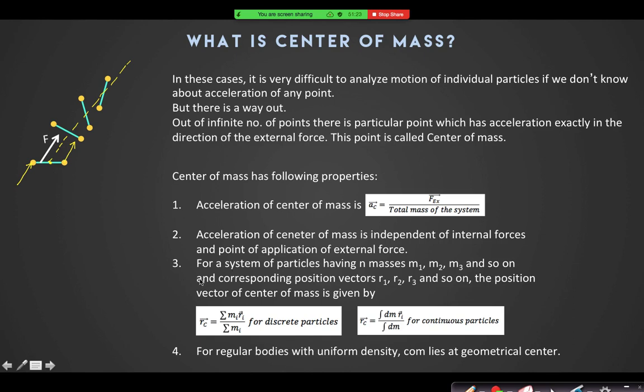Right? For a system of particles having n masses, of masses m1, m2, m3 and so on, corresponding position vectors are r1, r2, r3 and so on. Then the position vector of the center of mass is given by this formula. First one is summation of mi ri divided by summation of mi for discrete particles, and integral of dm r divided by integral of dm for continuous particles.